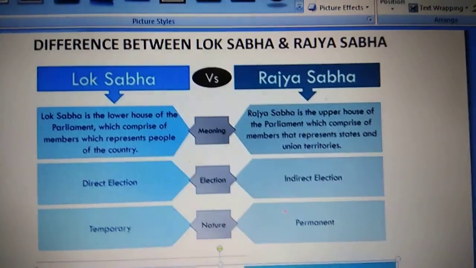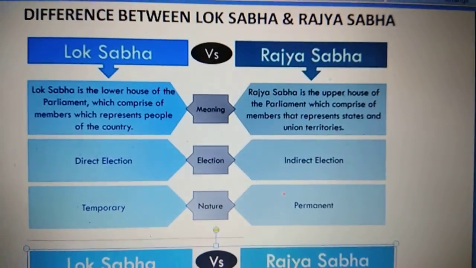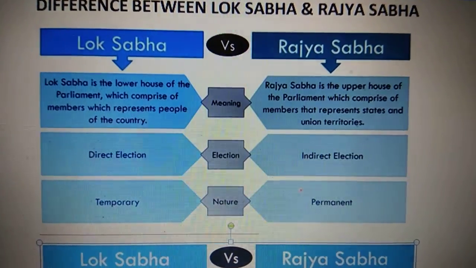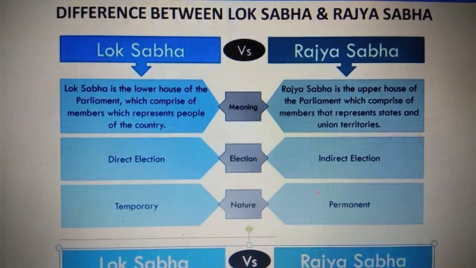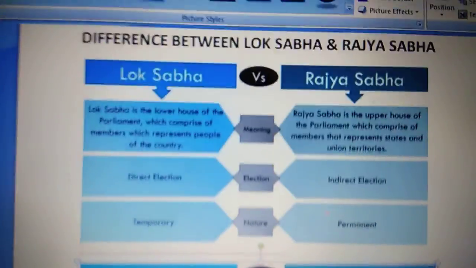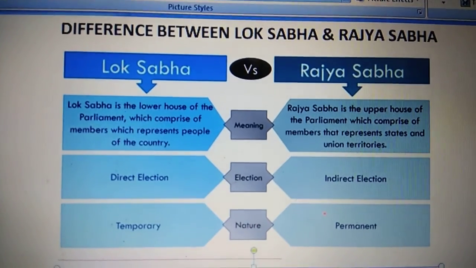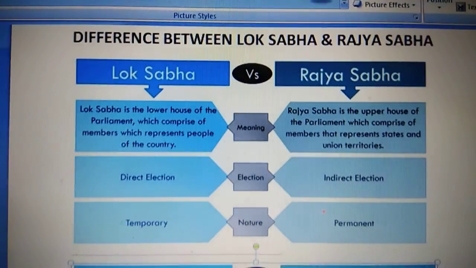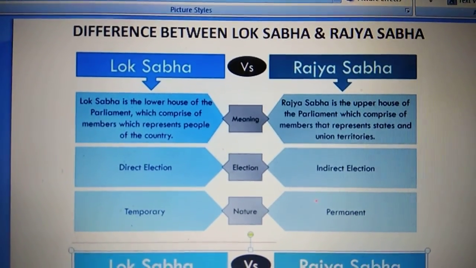Children, now we come to the last point of the chapter, and we see the difference between Lok Sabha and Rajya Sabha. Now, as you can see, the first difference is in its name. Lok Sabha is the lower house, also called the lower house. Rajya Sabha is also called the upper house. Lok Sabha is also called the House of People, and Rajya Sabha is called the Council of States.